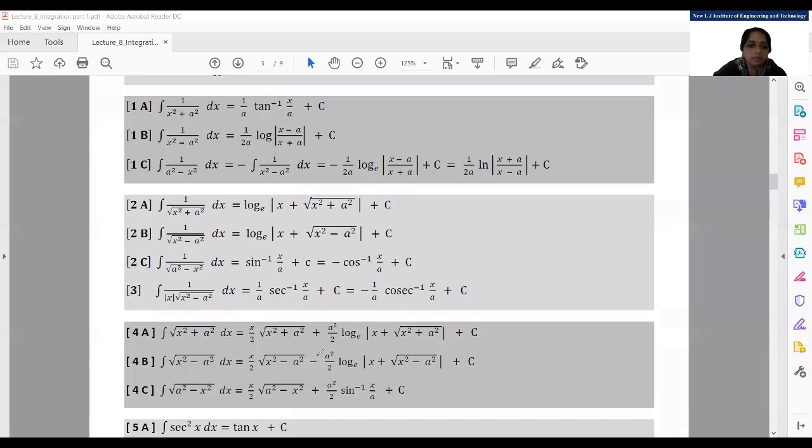The next formula, the difference between 2a and 4a: here the square root is in the denominator, but in 4a the square root is in the numerator. So the integration of square root of x square plus a square is x by 2 under root x square plus a square plus a square by 2 log of x plus under root x square plus a square.